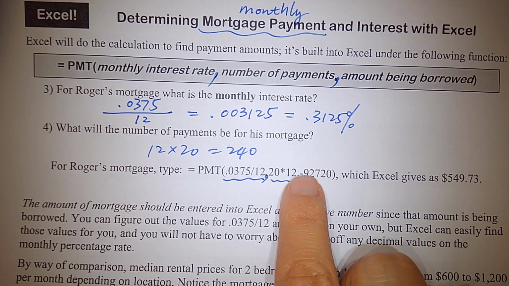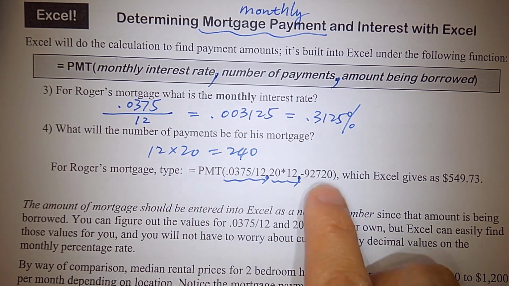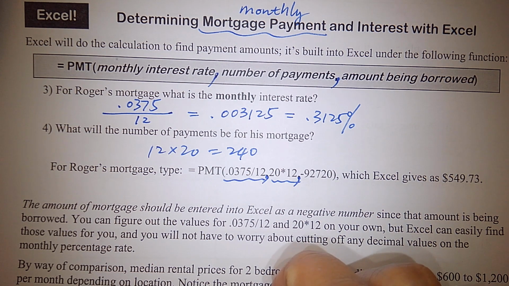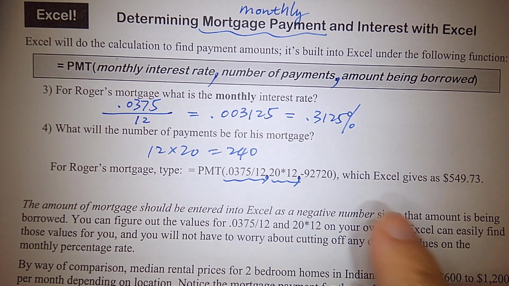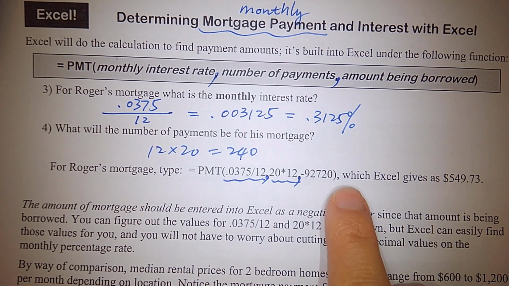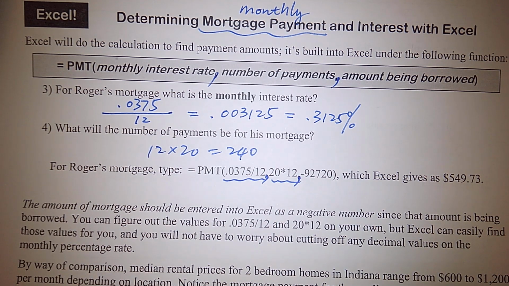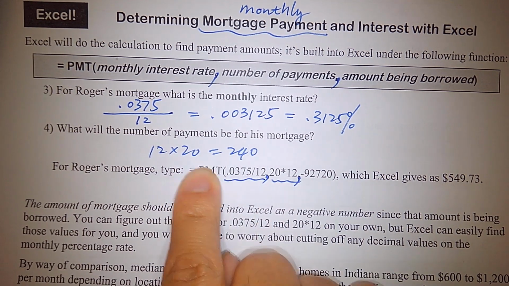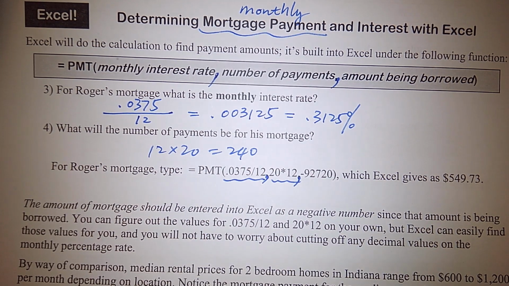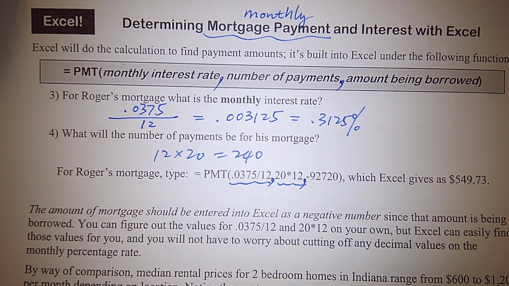Usually we use a negative sign here, because if we don't, the PMT function will give us a number in red in Excel. That means we owe money, or the bank owes us. If we put a negative sign here, that means it's the money we owe the bank, so later we'll get a positive balance for us. I'm going to show you in Excel, so you will see that Excel does that calculation.